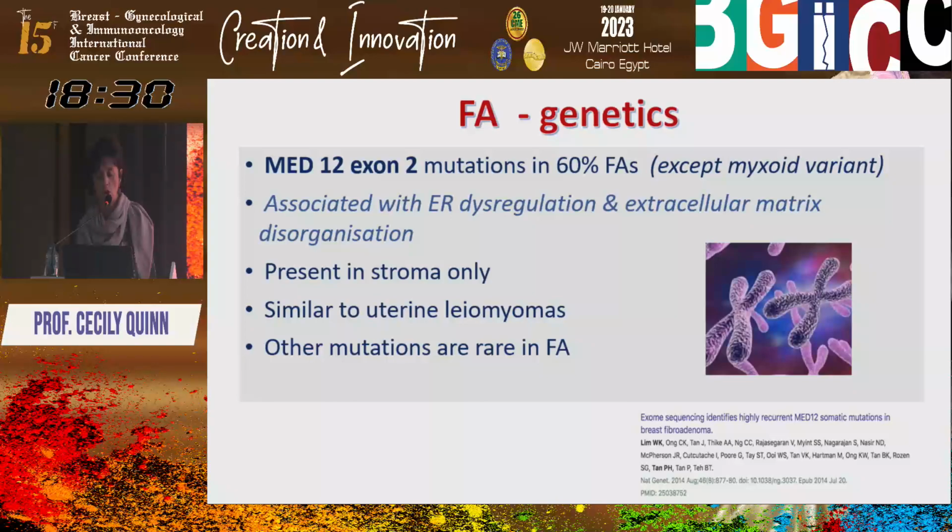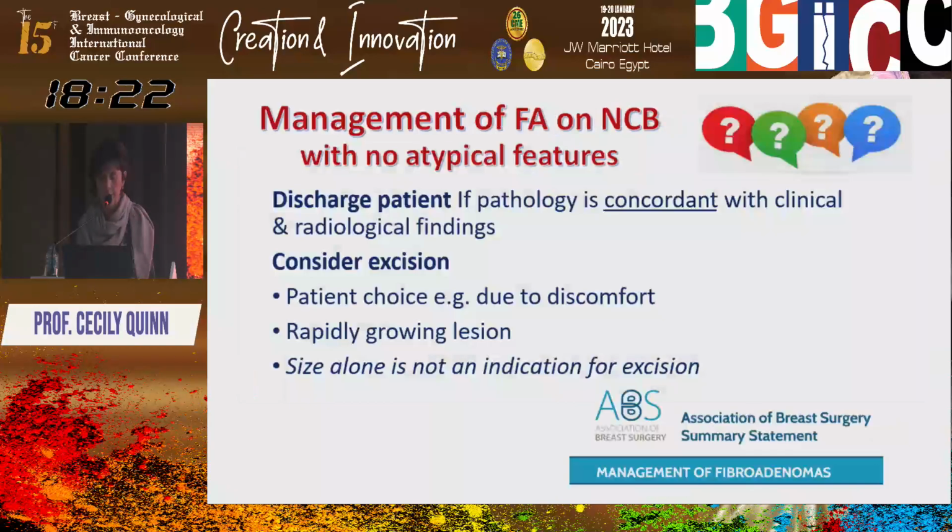These are present in the stroma. They also occur in uterine leiomyomas, and other mutations are rare in fibroadenoma. So when it comes to the management of a fibroadenoma, if you have a needle core biopsy with classical features of either a typical fibroadenoma or a variant with no coexistent lobular neoplasia or ductal atypia, then it's perfectly reasonable to discharge the patient if the pathology is concordant with the clinical and radiological findings. Consider excision if the patient wants the lesion removed.